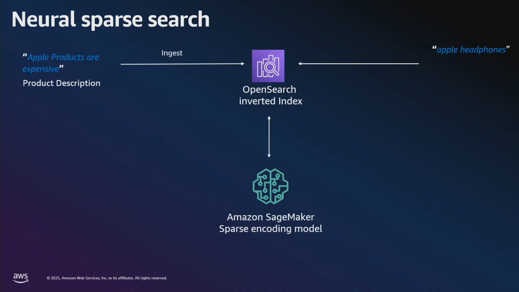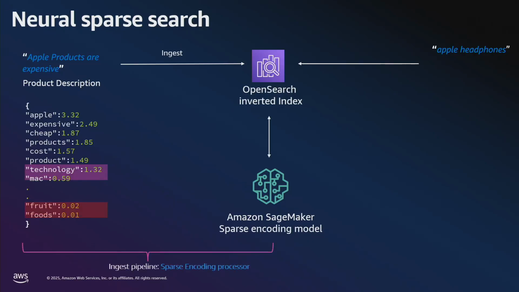All right, so far we talked about semantic search, multimodal search, and hybrid search, which work with dense vectors. Neural sparse search, alternatively, works with sparse vectors for more efficient searches, because it works on the text matching algorithm BM25. To implement that, we take the product description and pass it to the sparse encoding model. This is a model which generates the sparse vectors. And if you look at the sparse vectors, they are in the form of keyword and weight.